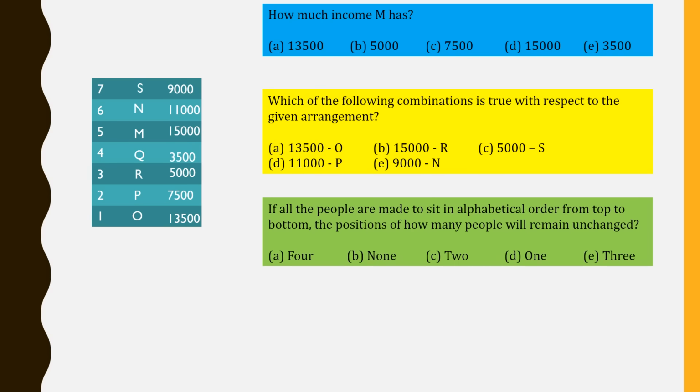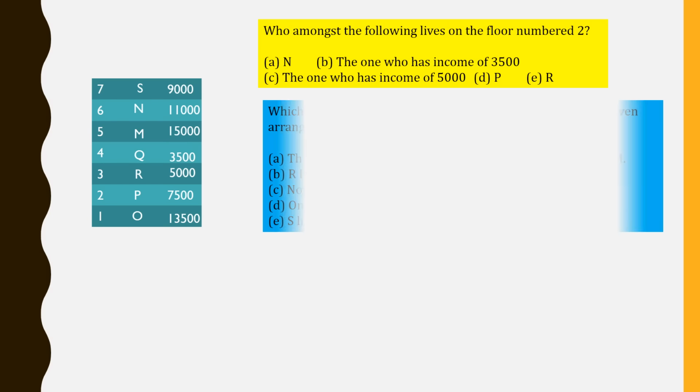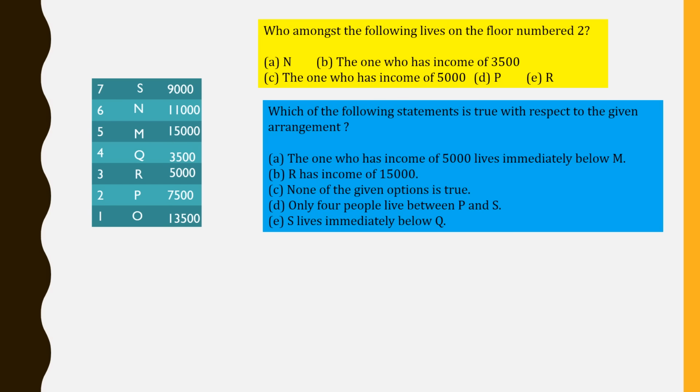If all the people are made to sit in alphabetical order from top to bottom, the position of how many will remain unchanged? M, N, O, P, Q, R, S. So only the position of N on floor number 6 remains unchanged, so our answer will be option number D, 1. Fourth question, who among the following lives on floor number 2? On floor number 2, P or the one who earns 7,500 lives, so option number D.